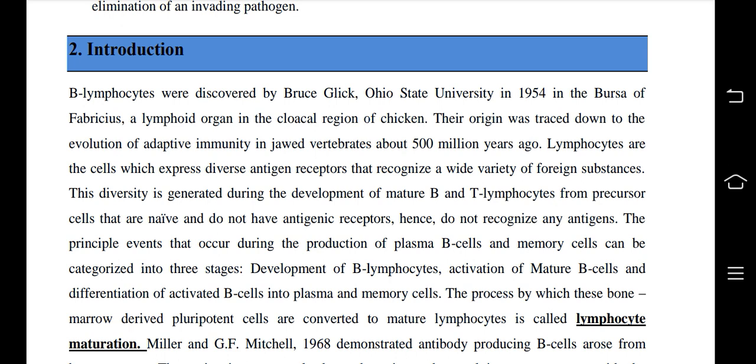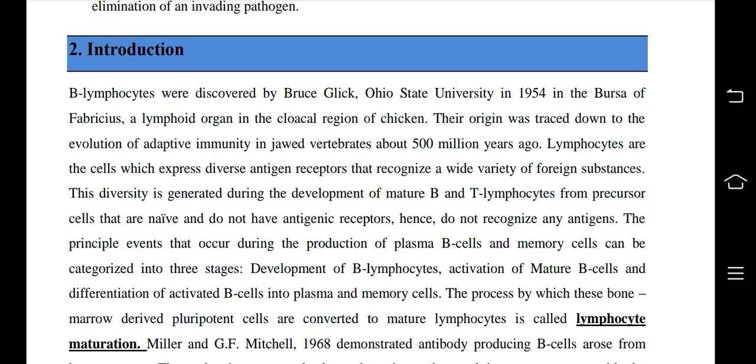Lymphocytes are the cells which express diverse antigen receptors that recognize a wide variety of foreign substances. This diversity is generated during the development of mature B and T lymphocytes from precursor cells that are naive and do not have antigenic receptors, hence do not recognize any antigens.